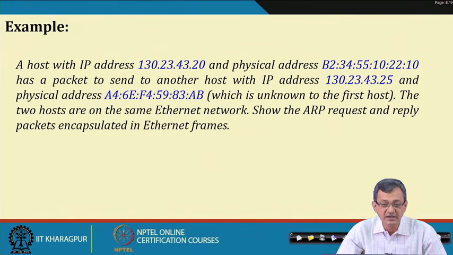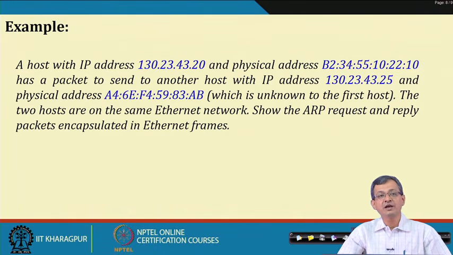Now, one example again from some literature. If we look at a host with IP address 130.234.3.20 and some physical address, it has a packet or layer 2 frame to send to another host with IP address so and so and physical address so and so.